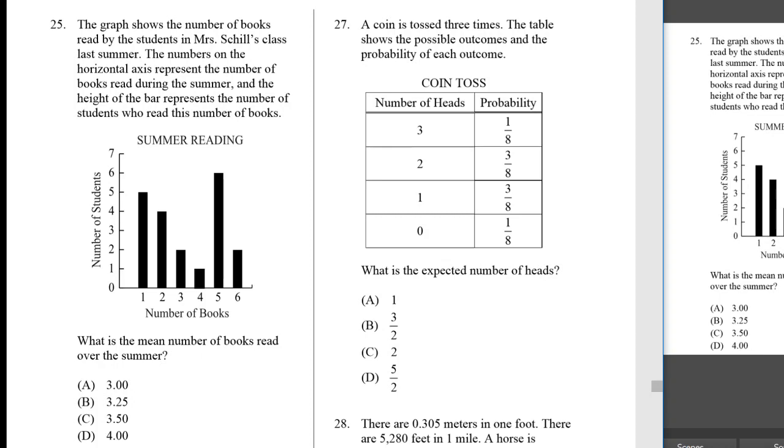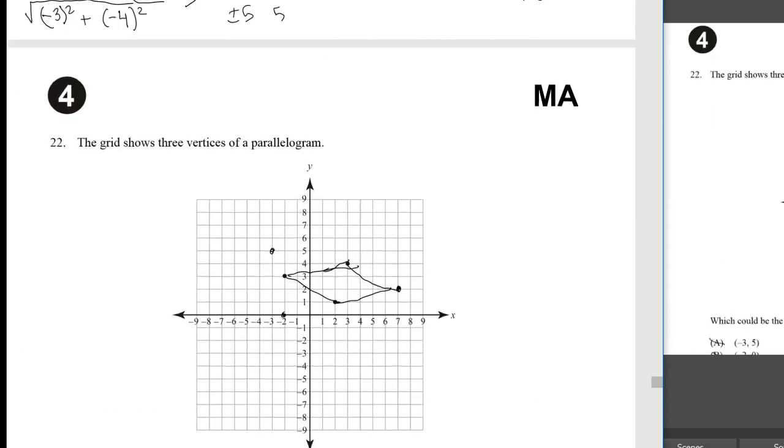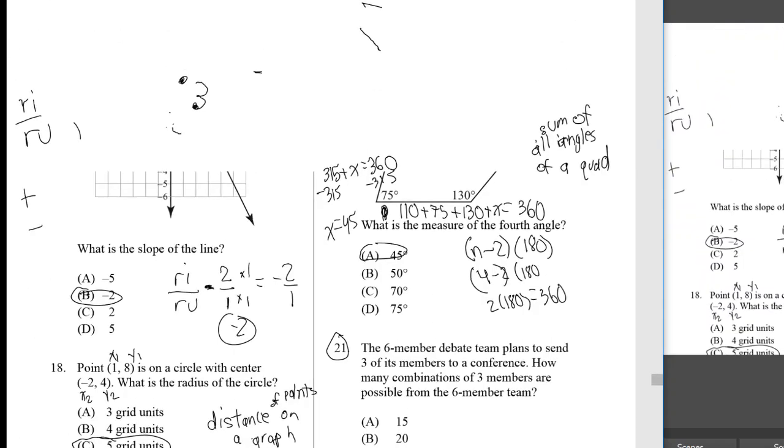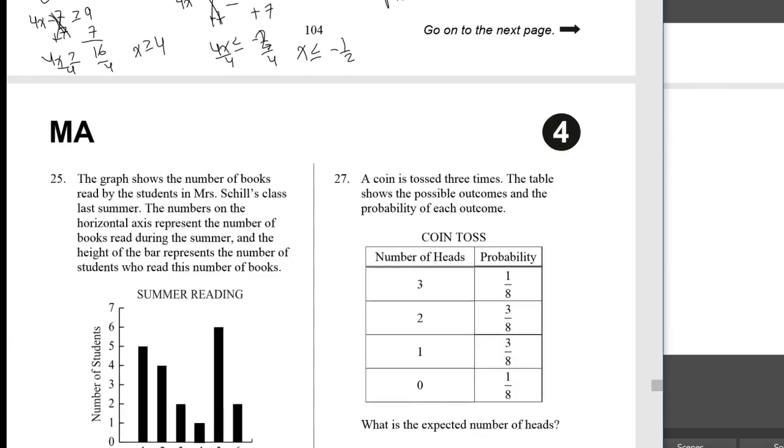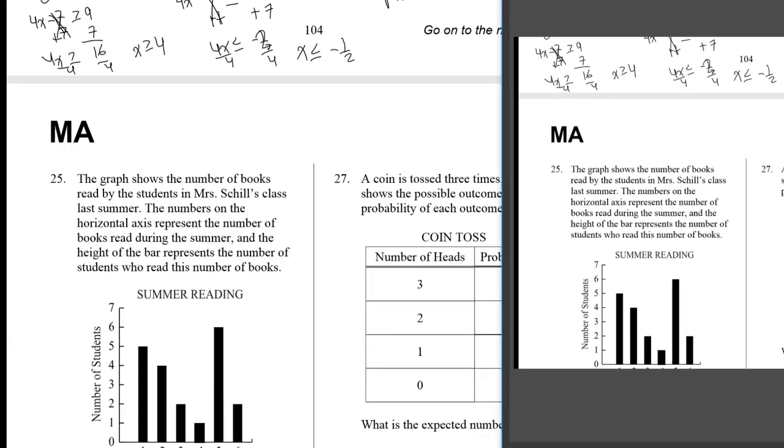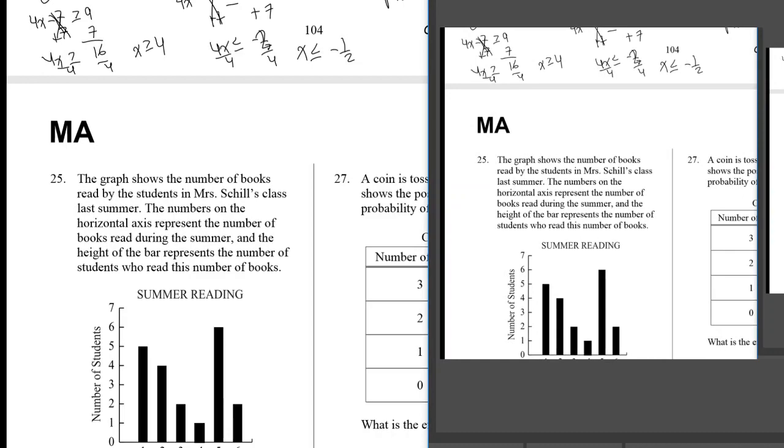All right, let's stop there for this one. We got through a few problems. We'll do the rest in the next set.